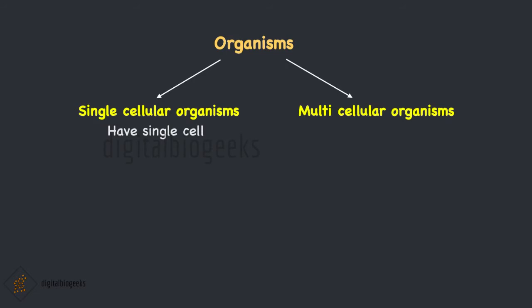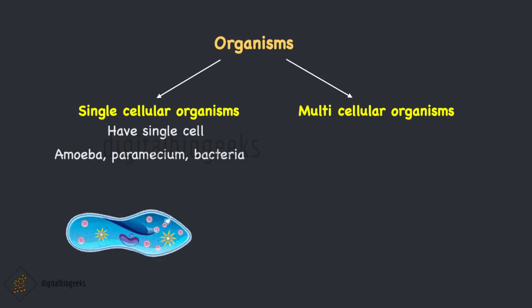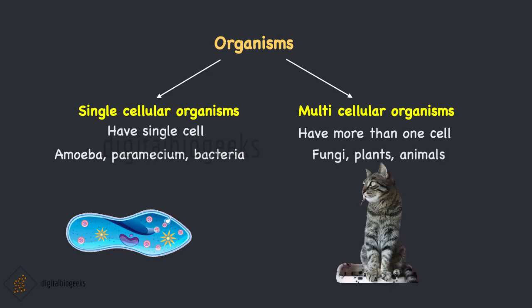This one cell performs all the functions in the body. These kinds of organisms with only a single cell are called single cellular organisms. Examples of single cellular organisms are amoeba, chlamydomonas, paramecium and bacteria. You can see a paramecium here. There are organisms with more than one cell. A group of similar kinds of cells perform a specific function, and they together form different body parts. These kinds of organisms are multicellular organisms. Fungi, plants and animals are examples of multicellular organisms.